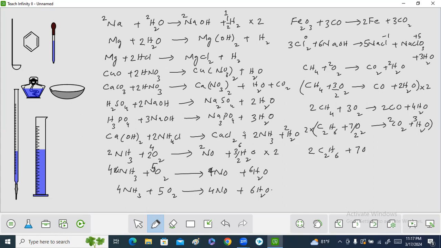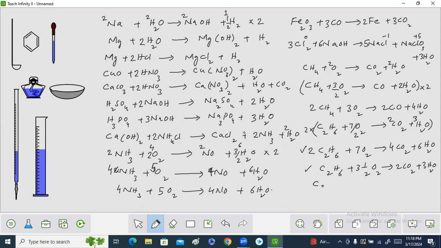2C2H6 plus 7O2 and then 4 carbon dioxide plus 6 H2O. Or you can also balance this equation, 7 by 2 means 3.5. So we can also balance this equation on 1 mole. So 3.5 O2 and then 2 carbon dioxide and then 3 H2O. So both equations are acceptable. This is the balancing of ethane on 1 mole. And if we want to make it a whole number, then we can multiply this equation to get this final equation.